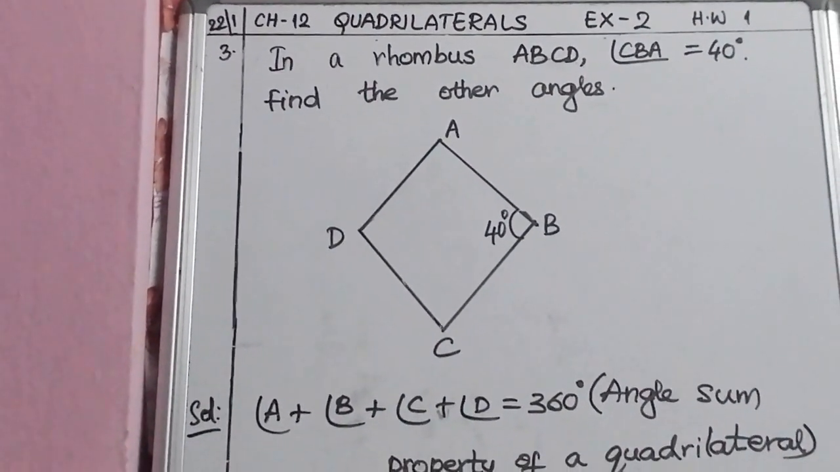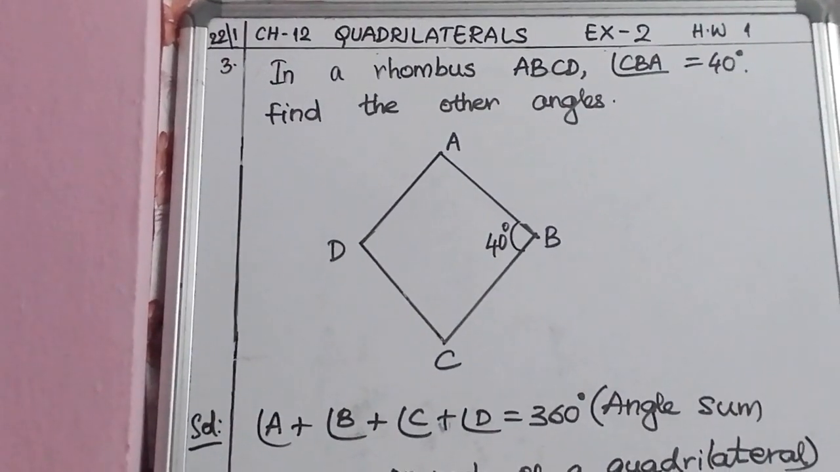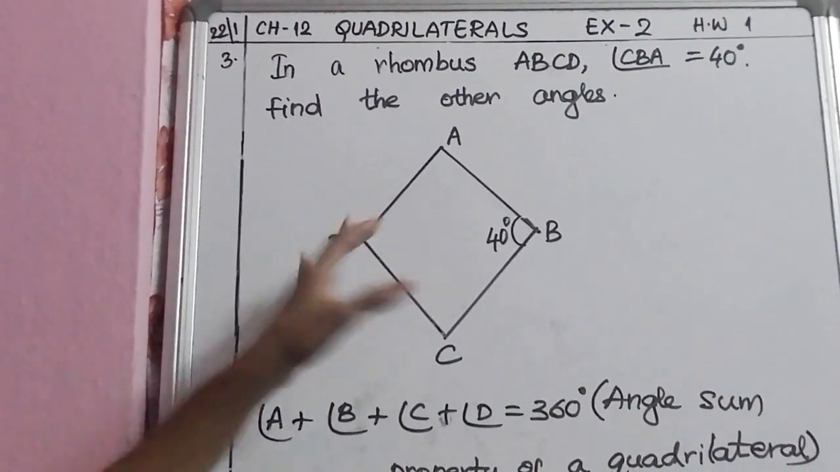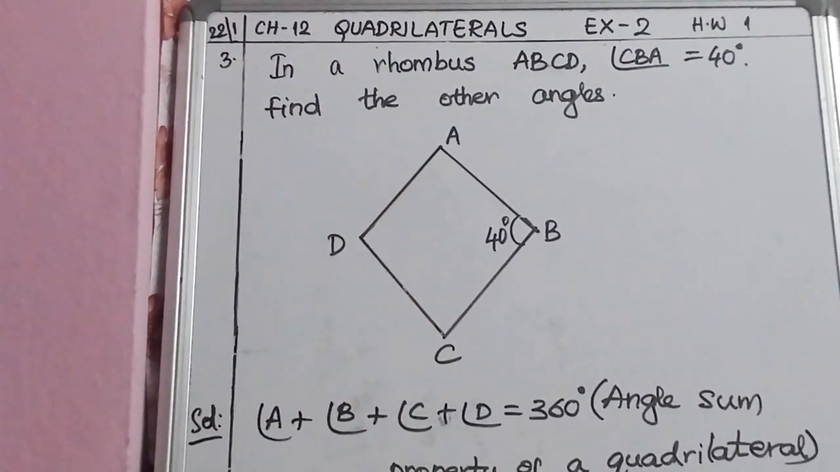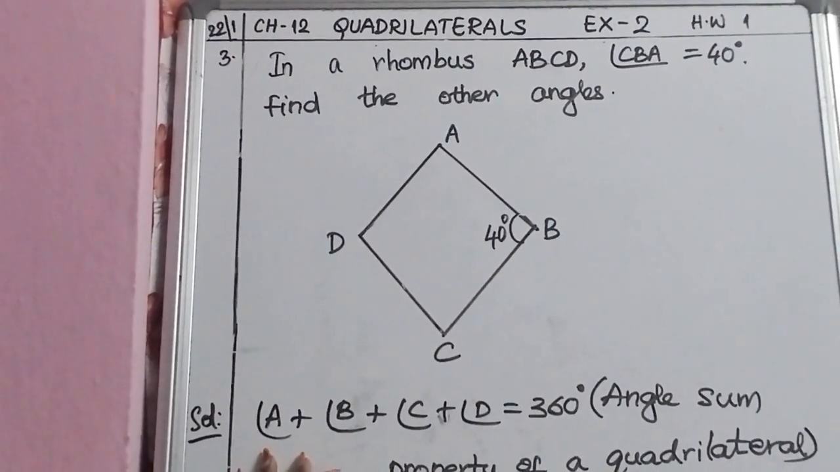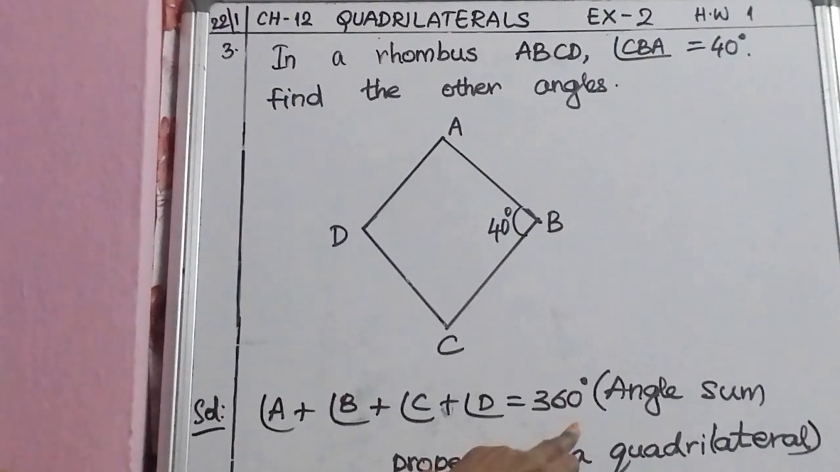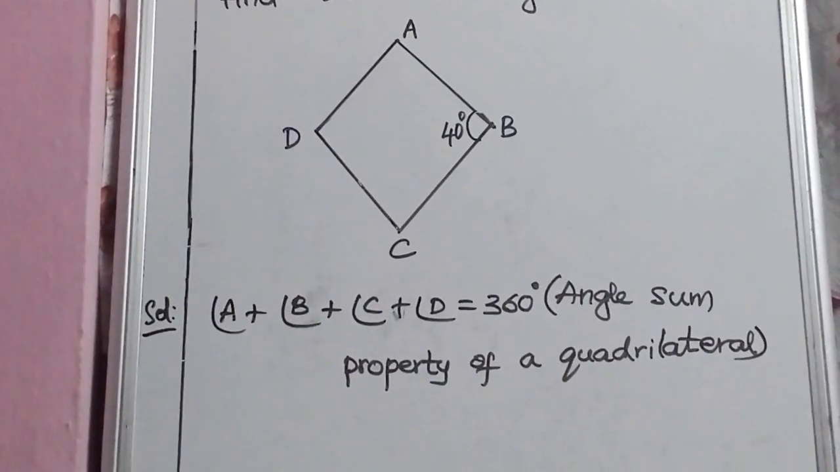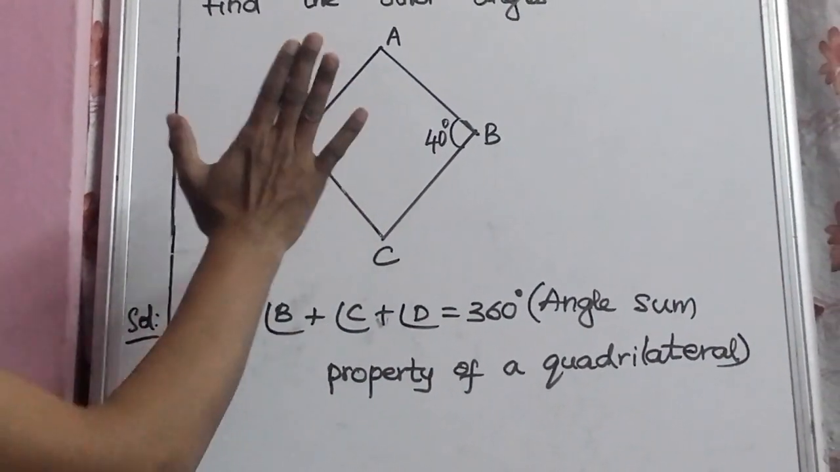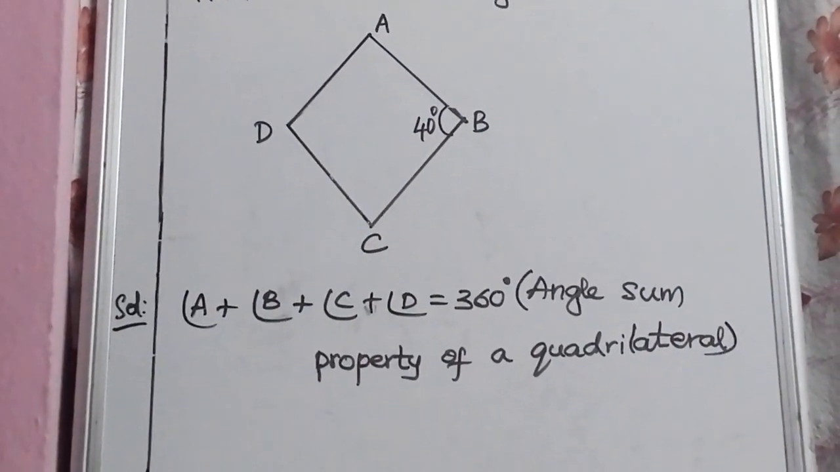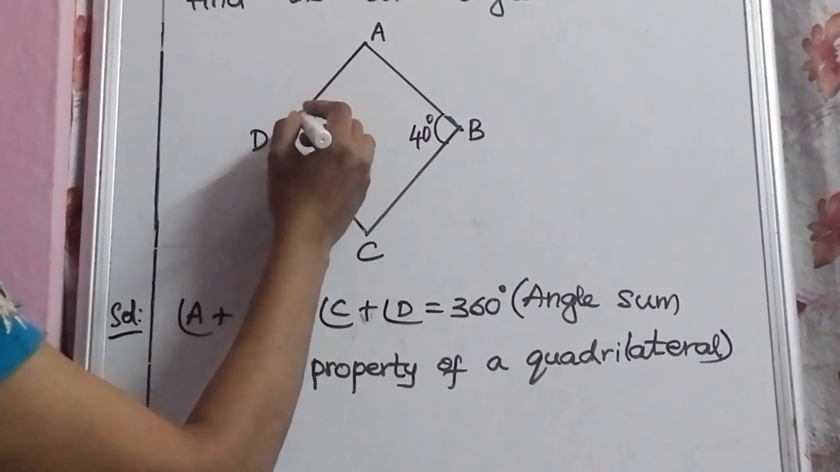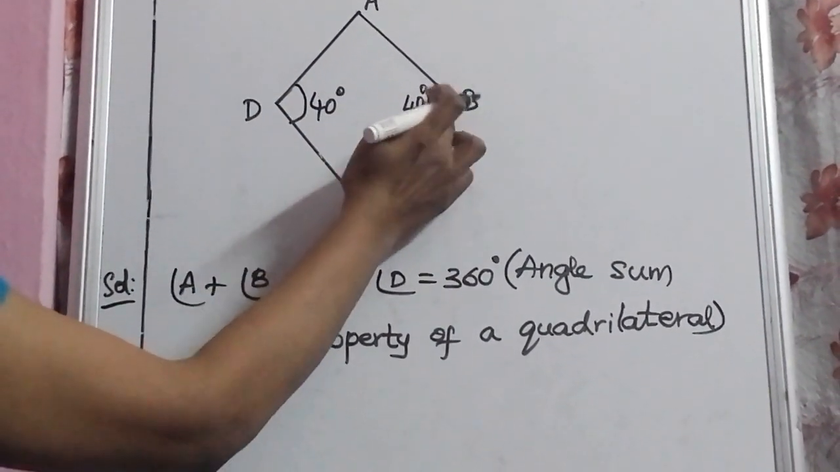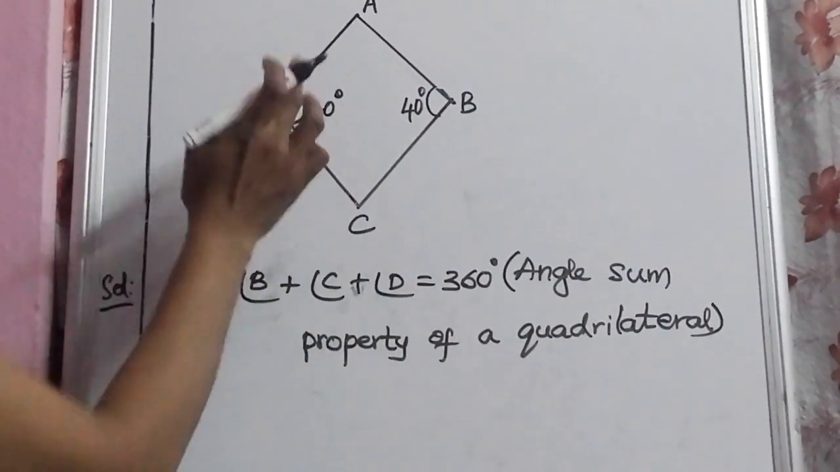Okay, let us do the third problem. In a rhombus ABCD, angle CBA is equal to 40 degrees. Find the other angles. So here you know that the sum of four angles of a quadrilateral is equal to 360 degrees since angle sum property of a quadrilateral. So here looking at the picture, you know the property of rhombus, the opposite angles are equal. So this angle will become 40 degrees because this is opposite to this, it becomes 40.